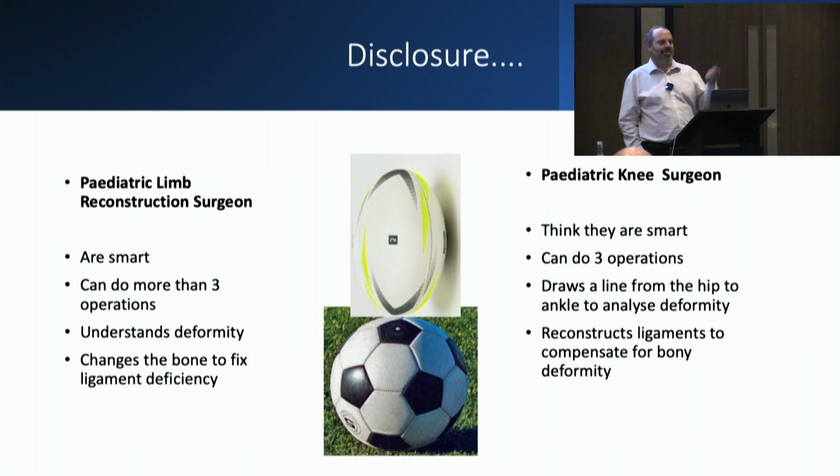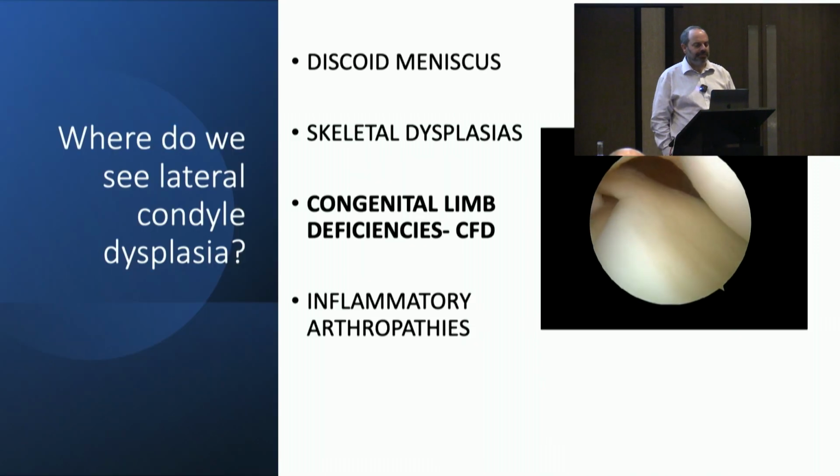And we draw a line from the center of the hip to the center of the ankle, and then we look roughly where it is in the knee and work out whether they're varus or valgus. But we will reconstruct ligaments to compensate for bony deformity. And you need to have some degree of compromise with these 2 schools of thought, because often what you're trying to do is balance a rugby ball on top of a football, and that's not something that's easy.